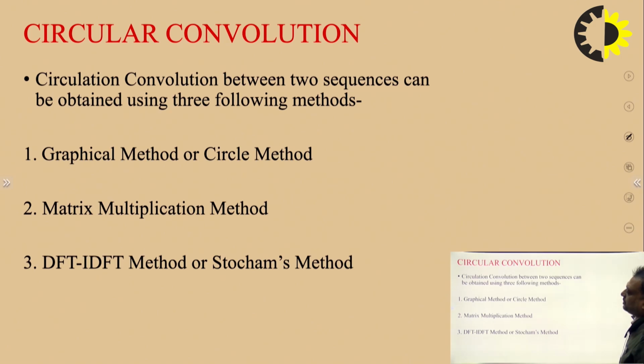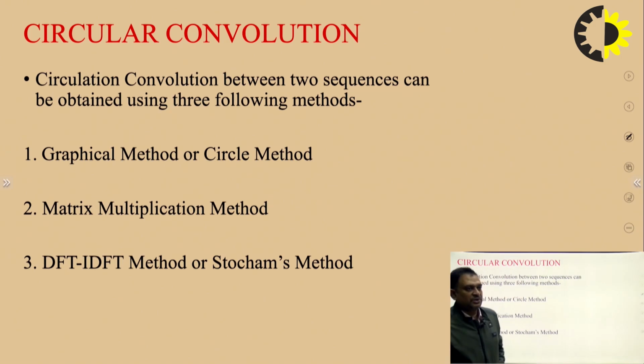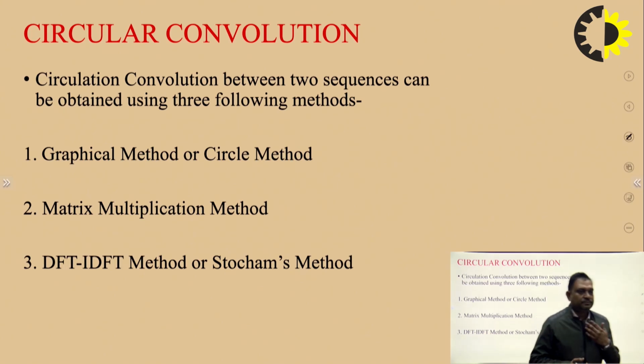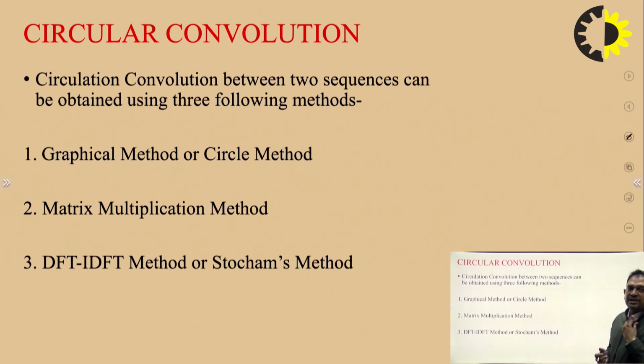Now in this particular lecture, we will see how circular convolution can be computed between two sequences. There are basically three methods which are generally used. The first one is the graphical method or circle method. The second one is the matrix multiplication method, and the third one is the DFT, IDFT method.